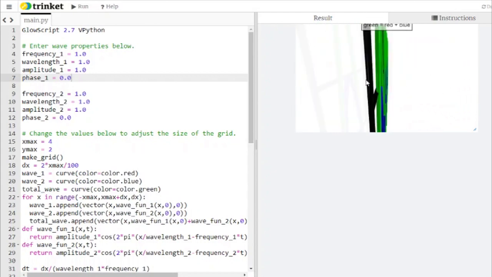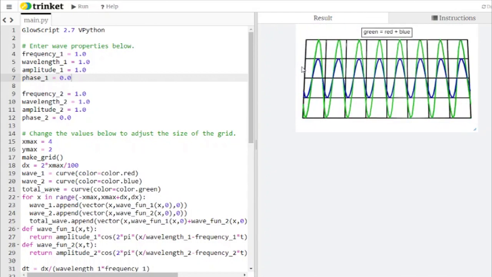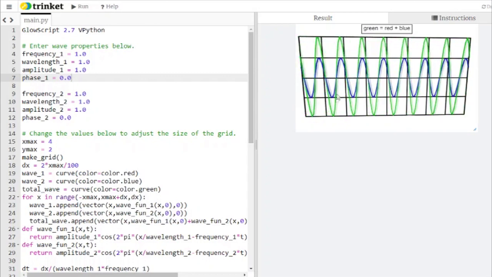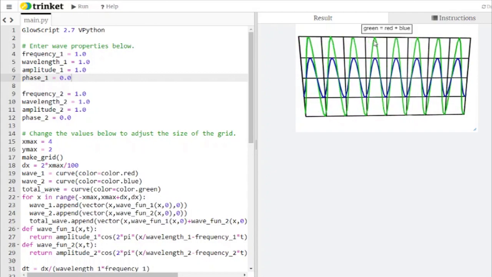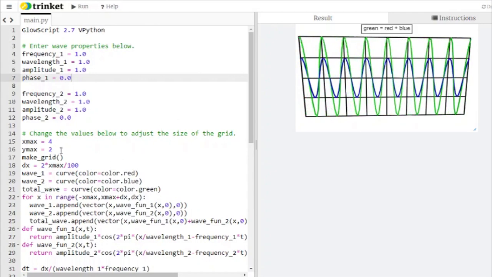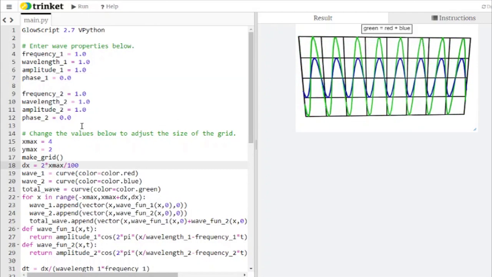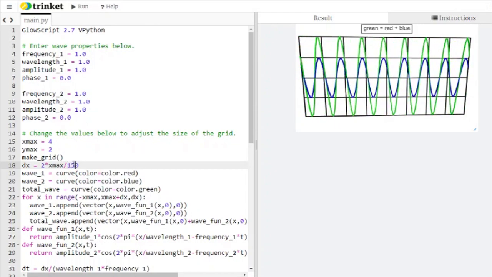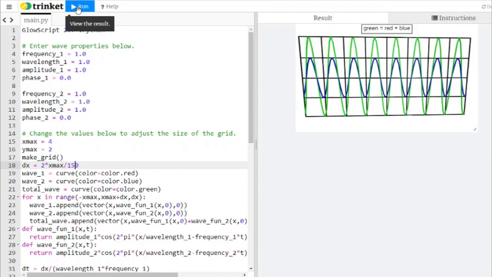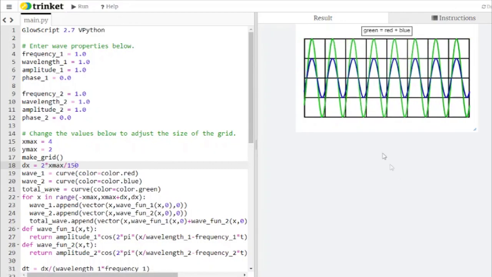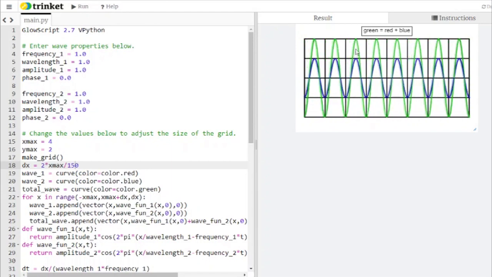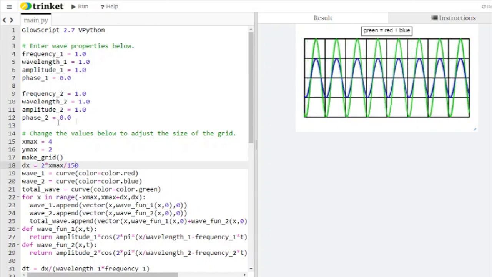I wonder if I rotate this around. Nope, blue is completely subverting the red. Well, anyway, they combine to be an even bigger wave, this green up here. And I don't like how that's getting really choppy. So let's actually decrease the dx a little bit. Let's make it 150 points instead of 200. There we go, that's a little bit smoother. The point being that the red plus the blue gives you this really big wave here on the green.